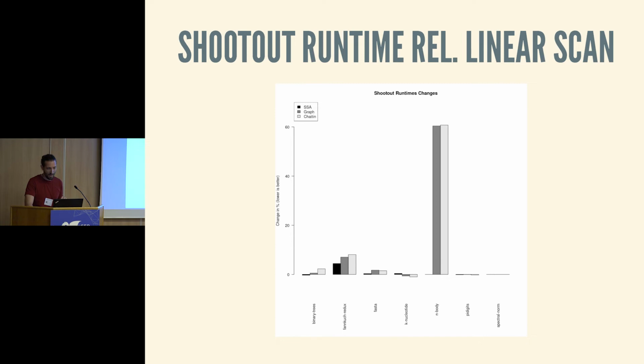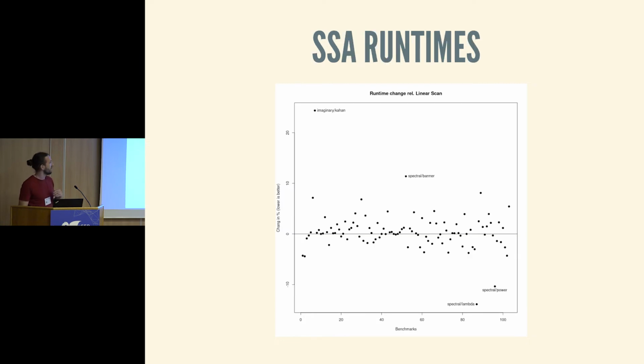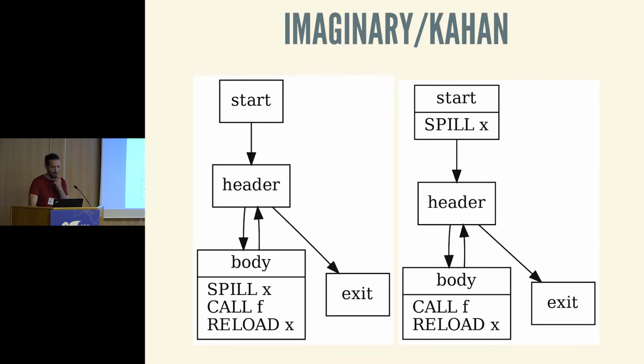This is just a scatter plot of the SSA-based allocator's benchmarks. We see a few outliers that maybe give me a hint on what's happening and what could be improved, also in the other allocators. The almost 25% slowdown of imaginary Kahan is really interesting because it compiles down to one loop where it spends 99% of its runtime, and it just has to spill because there's a C call. Both my allocator and linear scan spill the same amount, and yet mine is 25% slower.